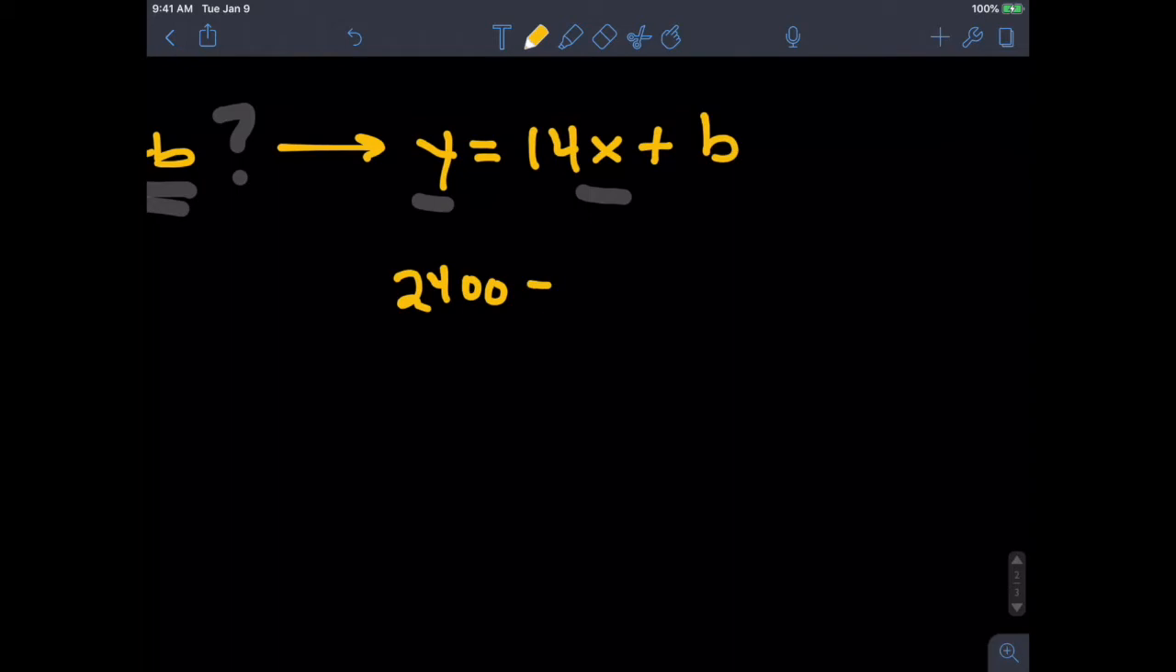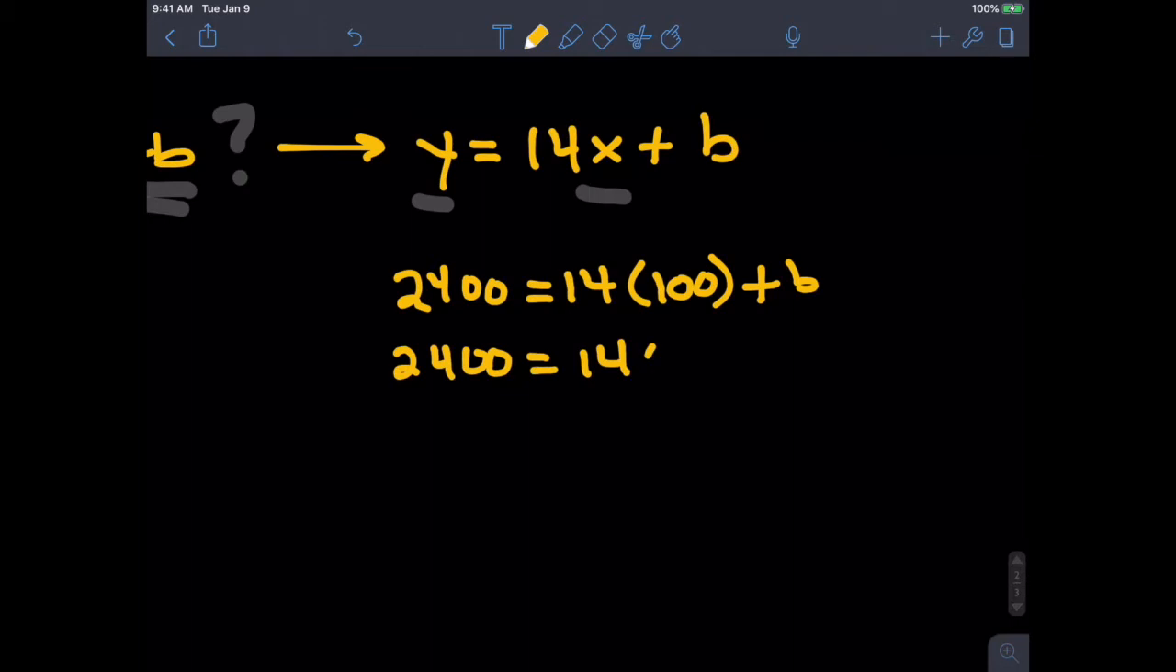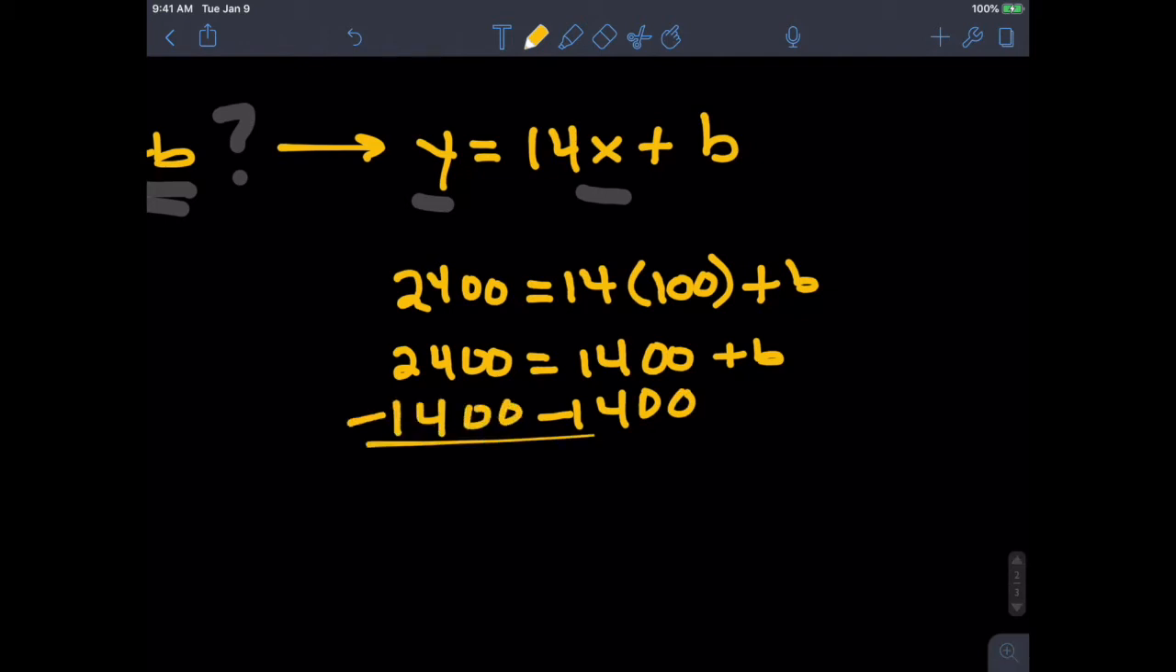So replace y with 2,400. We have m is 14 and x is going to be equal to 100. And b, well, we're trying to find that, aren't we? We're going to evaluate here by multiplying the 14 times 100 to get 1400, and then we have to solve by moving that 1400 to the opposite side of the equation. And all said and done, we're going to get a very nice value for b. We're going to get 1000 equals b.